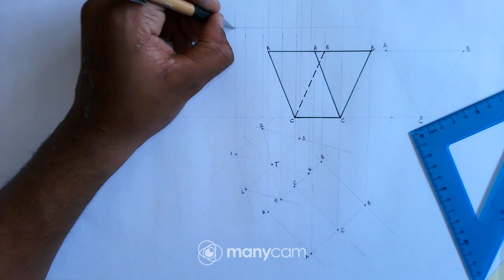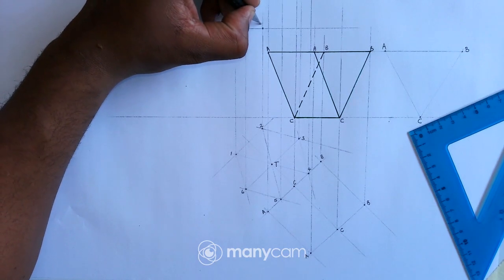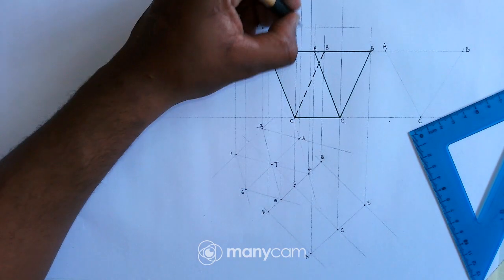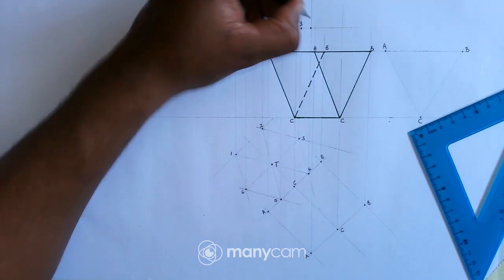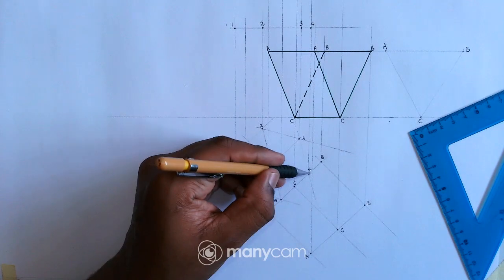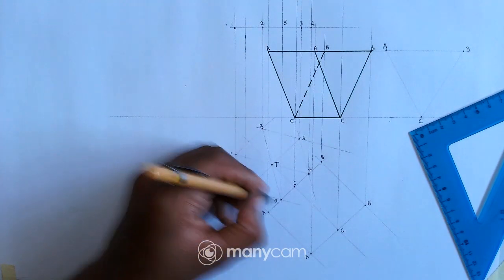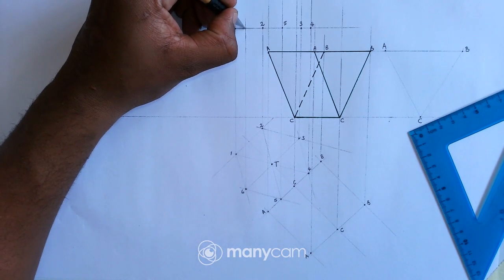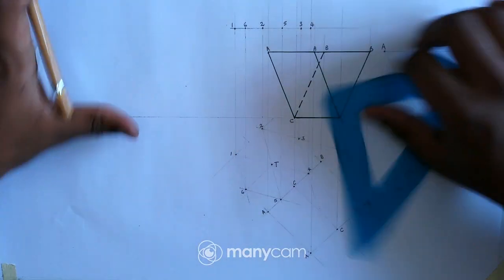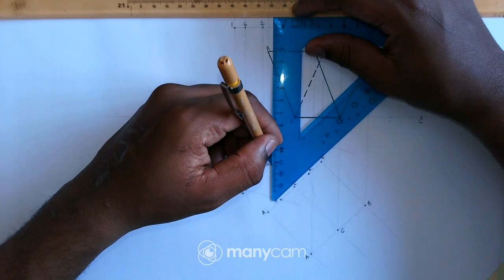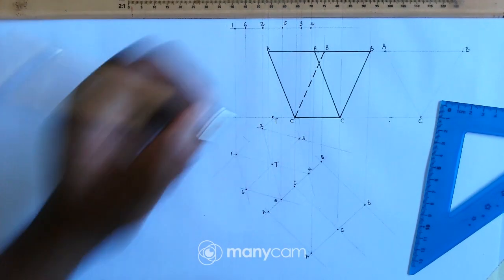Okay, so I'll start with point 1. I have point 1 there. Point 2 is there. Point 3 is up there. Point 4 is right there. 5 is right there, or 6 right there. Okay, and point T, I'll have to project that point. So point T is just there at the bottom. So this is point T, right?